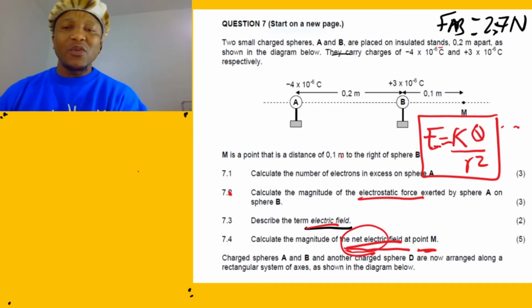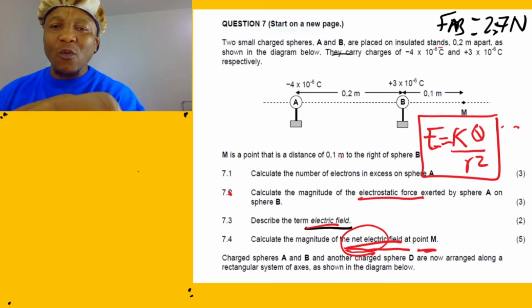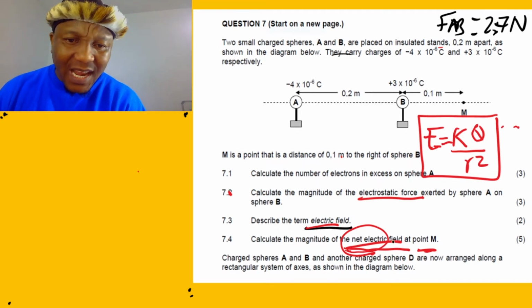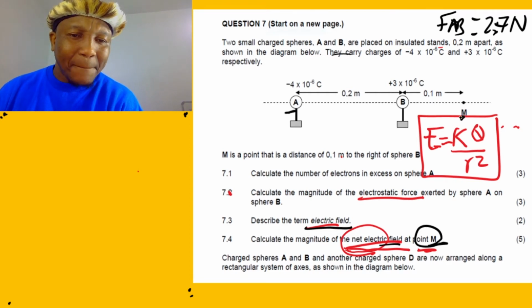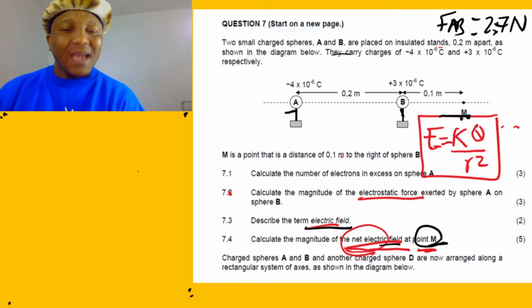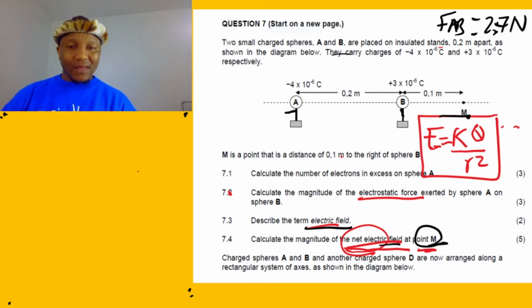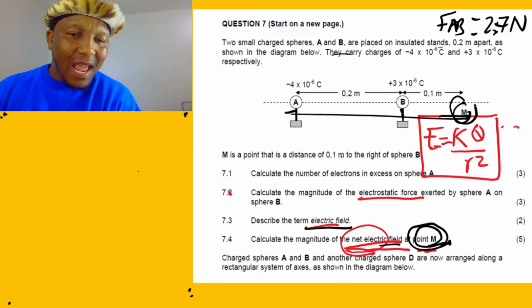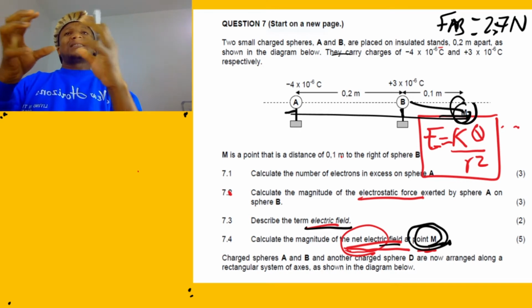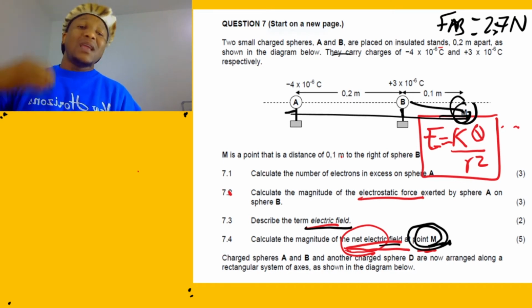Okay? So net is something extra, which is going to let you go to the next level. Now when you come to this one here, if we want to get the net electric field at point M, what does that mean? It means I'm going to have to find the electric field of A with M and the electric field of B with M. Then I add them together, or find the difference between them, and that's going to give me the net.